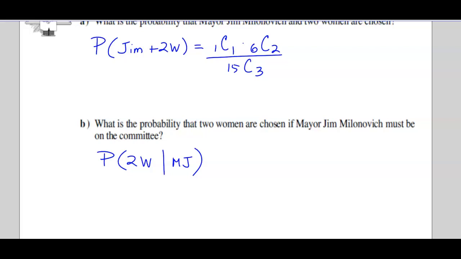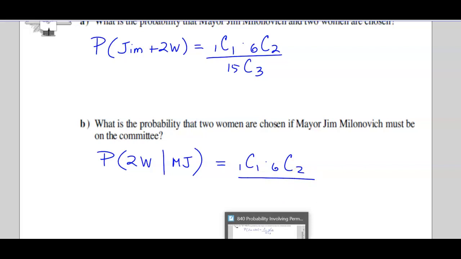Okay. And for this one, it's actually not too bad. You basically just see, okay, Jim's on the council. We don't have to do a formula or anything. So this says Mayor Jim must be on it, right? And so the numerator is going to be the same. What's going to be different is the denominator, because this says Mayor Jim must be on it.